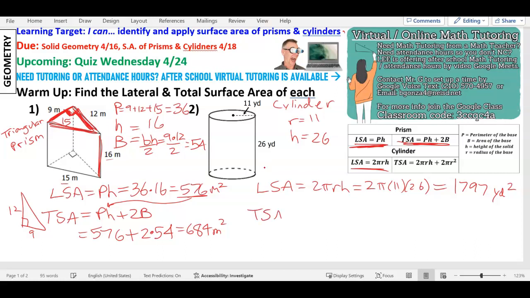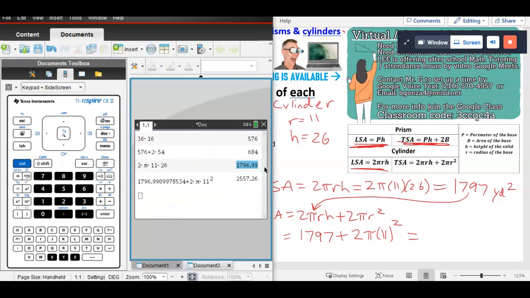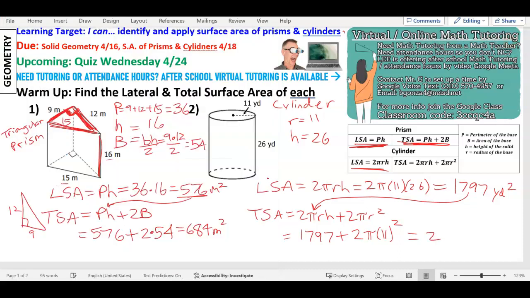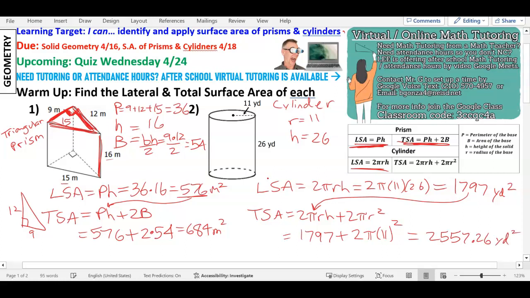The TSA formula is 2 pi r h plus 2 pi r squared. And don't I already know what 2 pi r h is from the LSA? It's that 1,797. All I'm going to do is add 2 pi r squared, 2 pi times 11 squared, which I did earlier, and I got 2,557.26. Once again, yards squared.